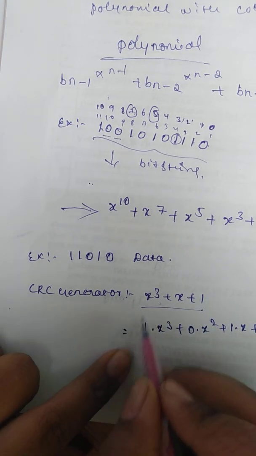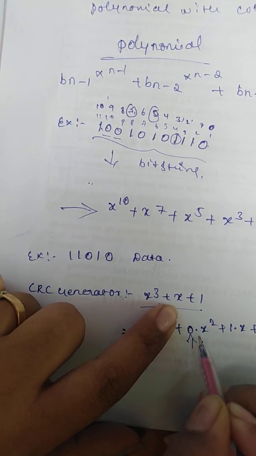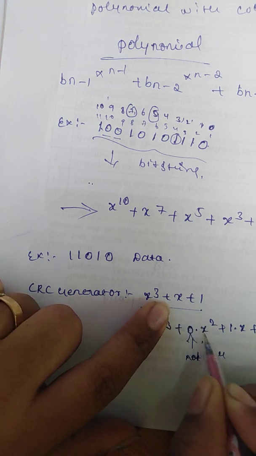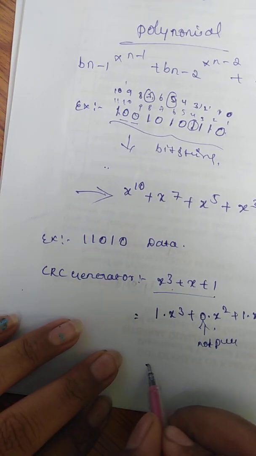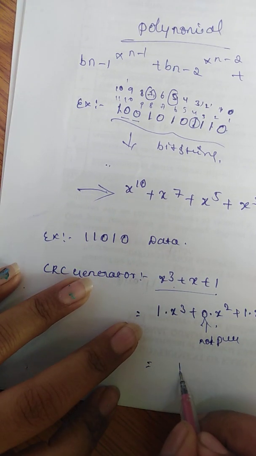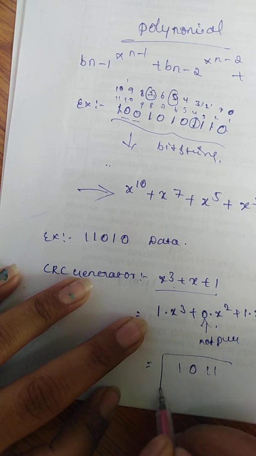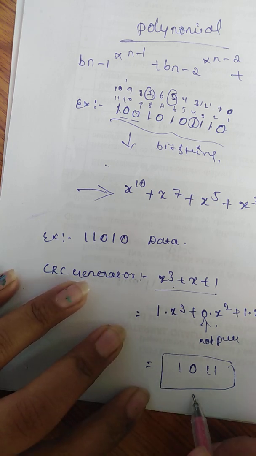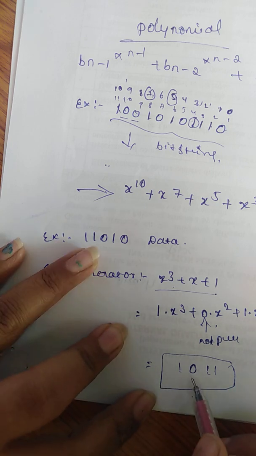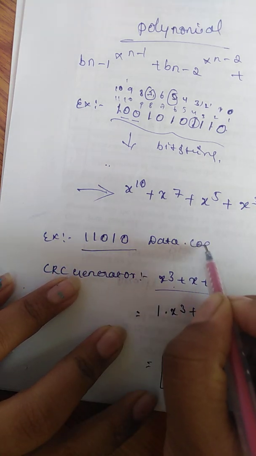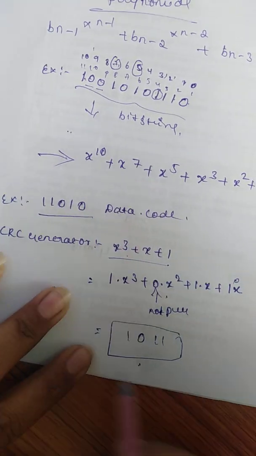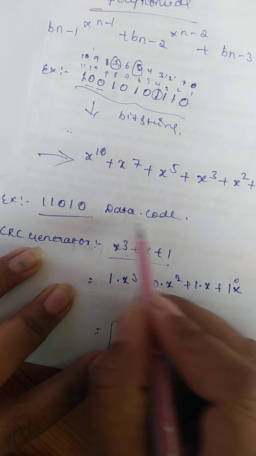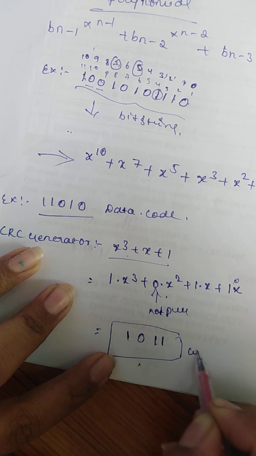Then this x^2 is not present here, so we will consider it as a 0. What is the CRC we can generate? Here 1011. With this code, or CRC generator, we can generate the data. Here this one is the data code, and this one is the CRC generator.